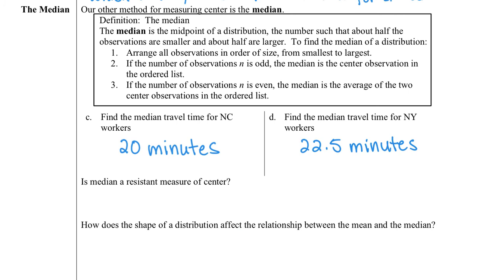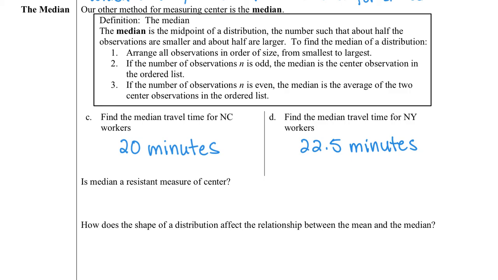All right, so we've got the median being the midpoint of the distribution. If you need to, all the descriptions for finding a median are right here. All of the steps, not going to read those to you. And we are going to do an activity in class where we're going to practice finding mean and median together. So 20 minutes for North Carolina, 22.5 for New York. Is median resistant?